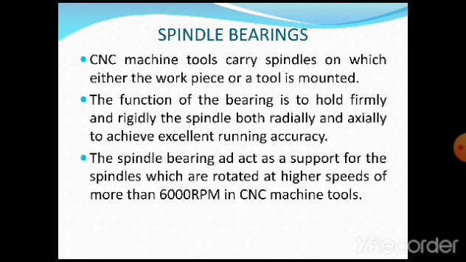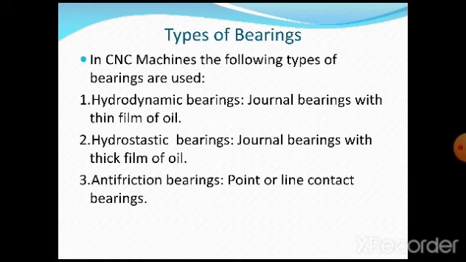The main function of the bearing is that it should be able to sustain the radial forces, and it should be able to sustain the axial forces as the spindle is made to rotate. The spindle bearing acts as a support for the spindles which are rotated at higher speeds of more than 6000 rpm. This is very important. So whatever the rotational speed is, it is very high in the case of CNC machines. So the accuracy of design of the bearings plays a major role as far as the performance of the machining is concerned.